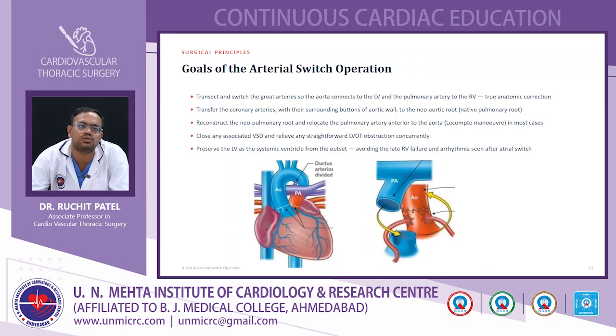Most cases we will do it, and look for any associated VSD closure or LVOT section, which if needed needs to be addressed along with that. So we are providing the LV as the systemic ventricle from the outset to avoid the late cardiac dysfunction that we have observed with the atrial switch operations like Senning or Mustard, which lead to later right ventricle failure, arrhythmia, or complications like baffle leak or stenosis.